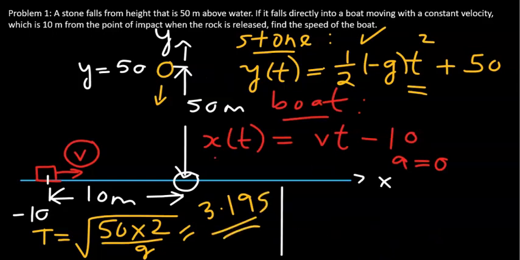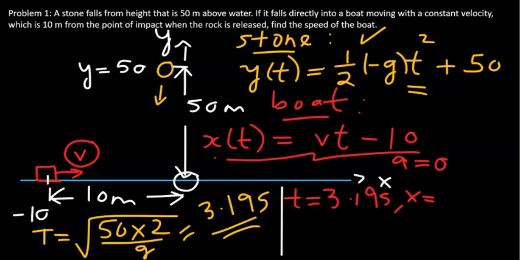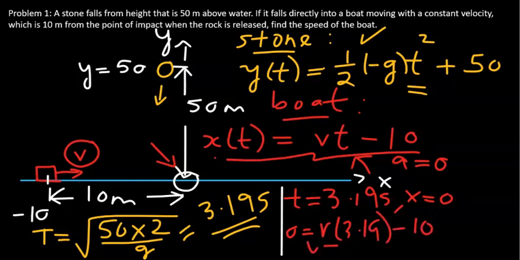And now we know, using this equation, at t equals capital T, or 3.19 seconds, the coordinate of that boat is the origin, x equals 0, because the boat will get to that point. And substituting these numbers inside that equation, you get 0 equals v times 3.19 minus 10. And you can solve for v, which will give you 3.13 meters per second. And that solves the problem.